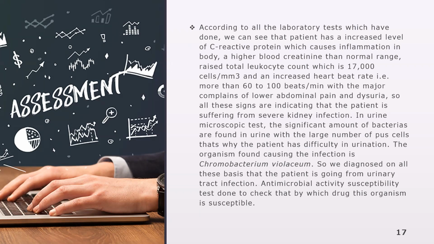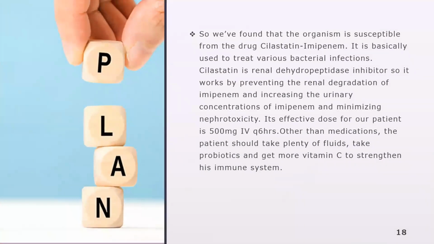Now to check to which drug this organism is susceptible, we have done the antimicrobial susceptibility test. Now the plan: how to treat the patient. We have found that this organism is susceptible to imipenem-cilastatin, which is always used in combination. It is used to treat various types of bacterial infections. Cilastatin is a renal dehydropeptidase inhibitor, so it works by preventing the renal degradation of imipenem, increasing the concentration of imipenem in the urine, and minimizing nephrotoxicity.